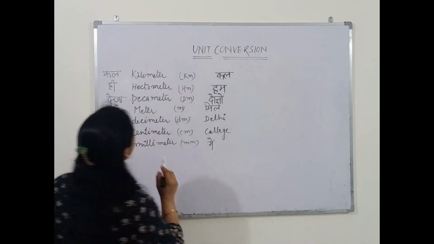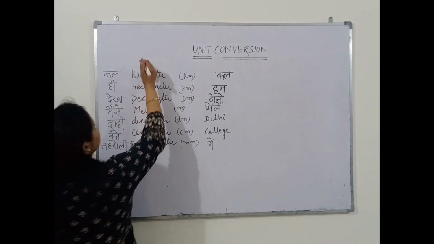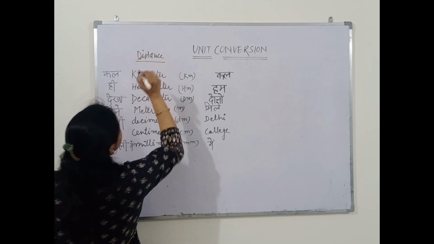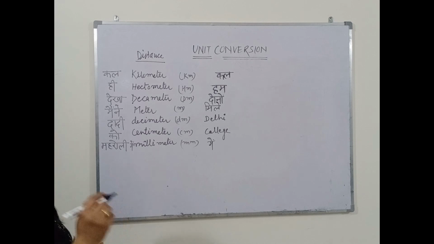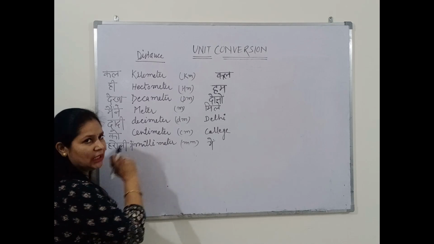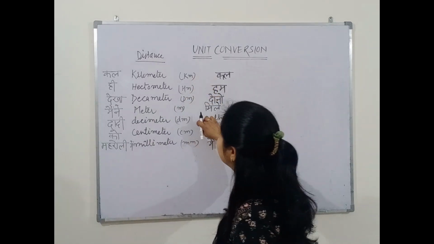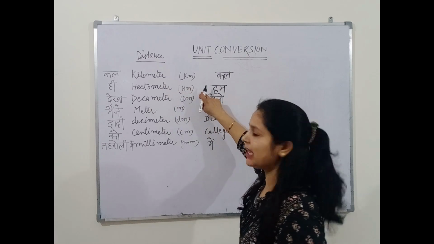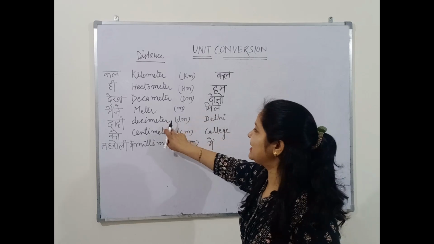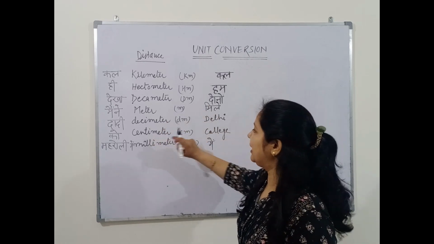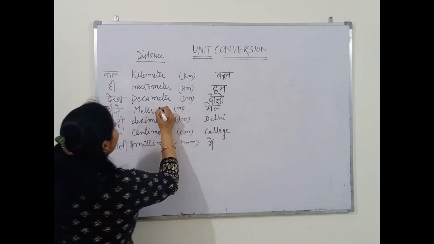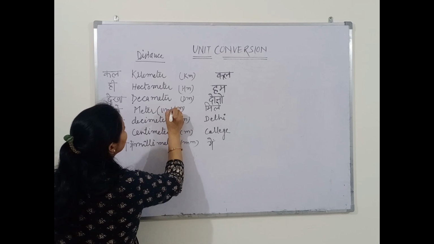There are units. Kilometer, actually these units are distance units. First is kilometer, hectometer, decameter, meter, decimeter, centimeter and millimeter, right? These are the symbols: kilometer km, hectometer hm, decameter dam, meter m, decimeter dm, centimeter cm and millimeter mm. Meter is also known as the unit.